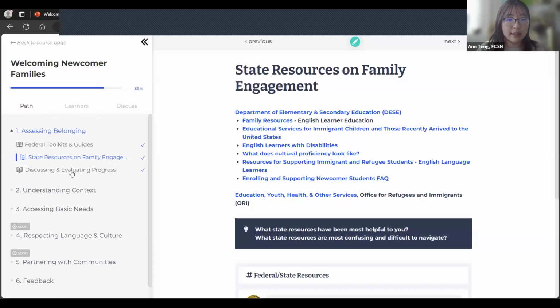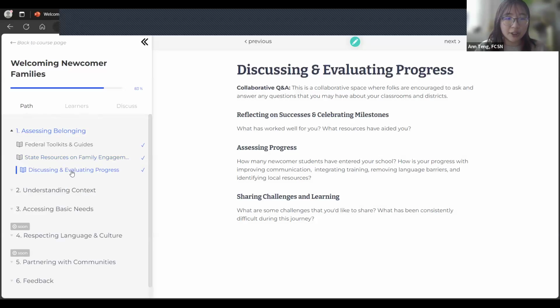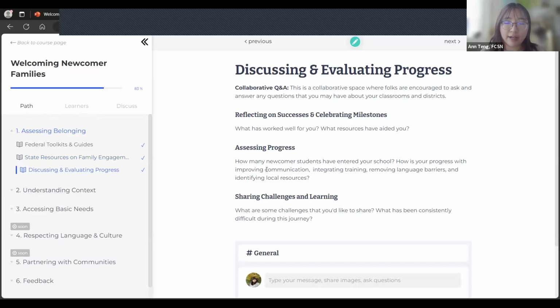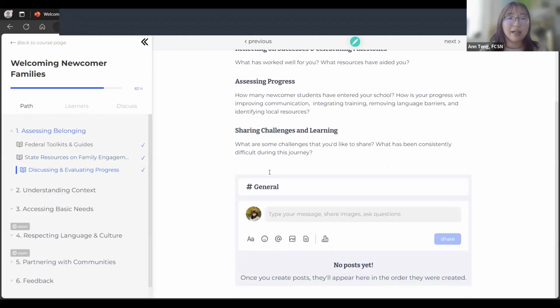We're going to go back to this path and look at the last page on assessing belonging, which is discussing and evaluating progress. We know that a lot of this work can be very overwhelming. There's a lot that we need to do. So this is a space in general for folks to discuss how they're going about things, what their progress is looking like, and to ask any questions related generally to newcomer families and not specifically to any of these. So this is just a space for folks to celebrate any milestones that you've been able to reach, talk about your issues and frustrations, and just really become a community.